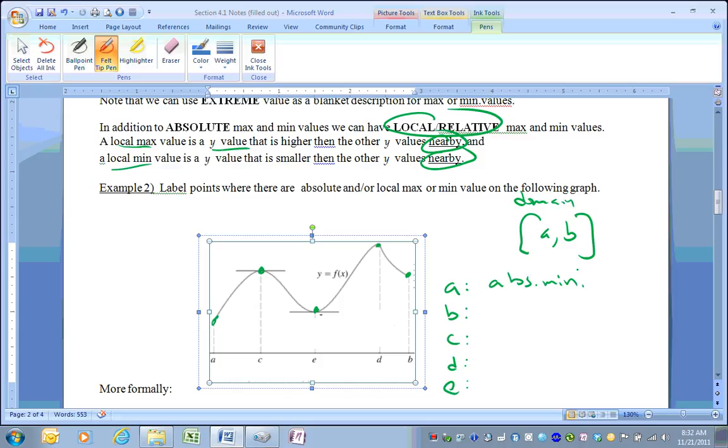Okay, how about B? Because B is at the end of the interval. Is that a min or a max? It's a high point or low point at B. Low point, but it's not the lowest one, right? So we call it local.